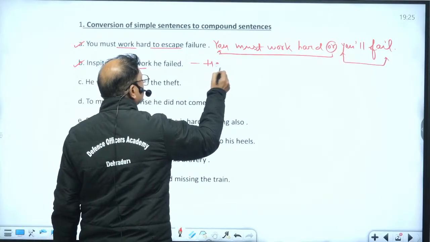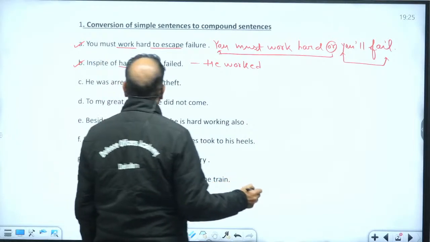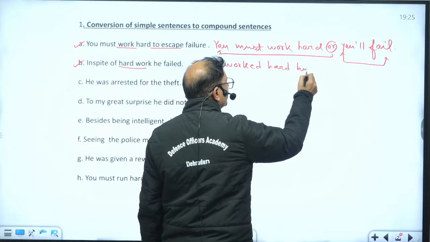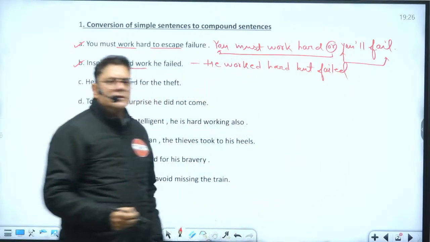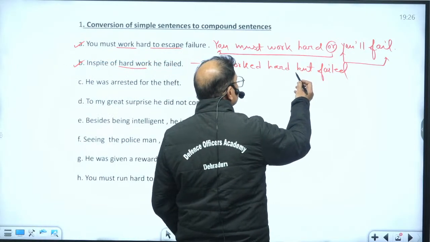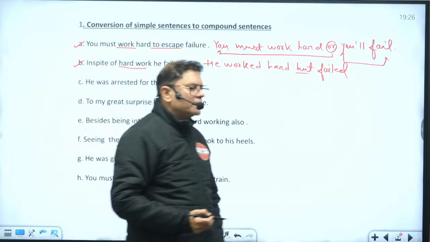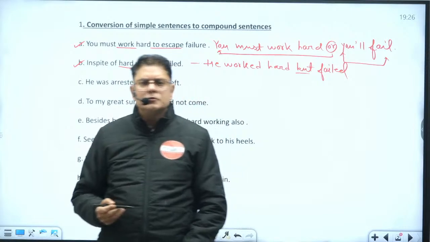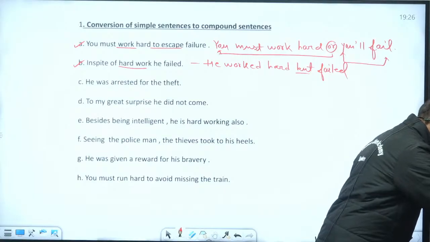He worked hard but failed. So it is as simple as that. I told you in the last session about FANBOYS, if you remember that one. So we can use these particles to form compound sentences. He worked hard but he failed.